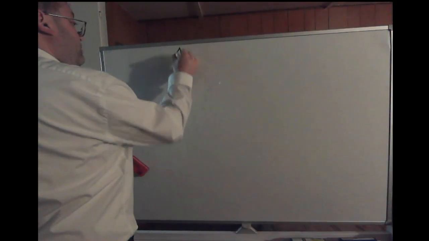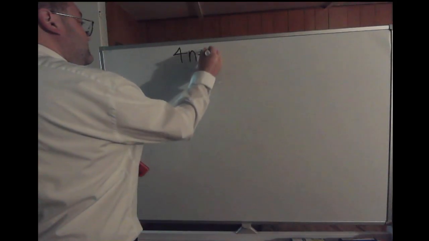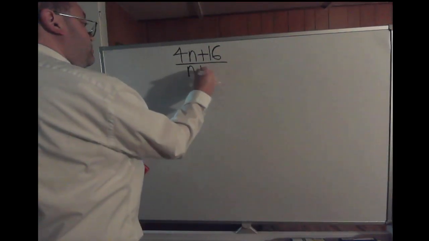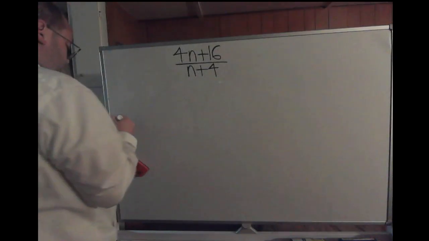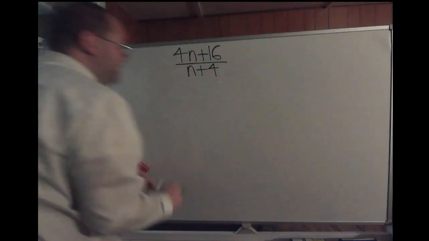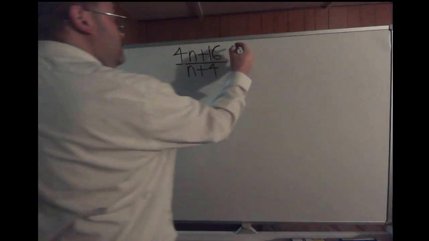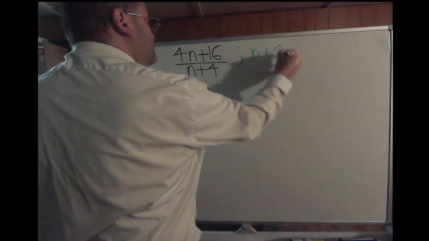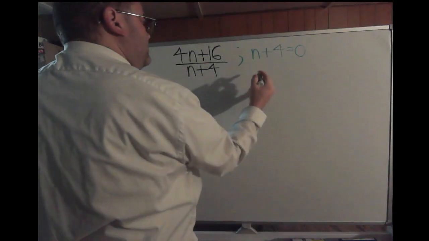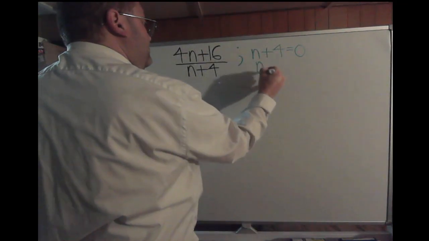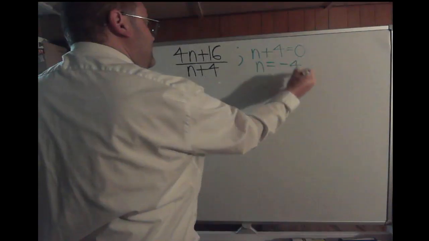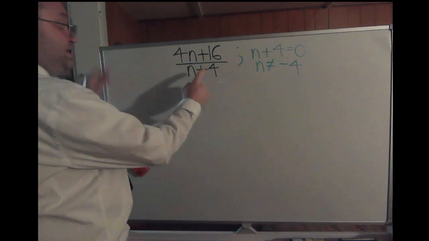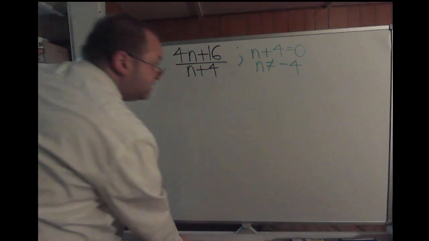We have 4n plus 16 all over n plus 4. Well, we have a variable in the denominator. There is going to be a restriction. If we take the denominator of n plus 4, set that equal to 0, you're going to have n equal to -4, which means n cannot equal -4, because that would make the denominator 0 and make the expression undefined.